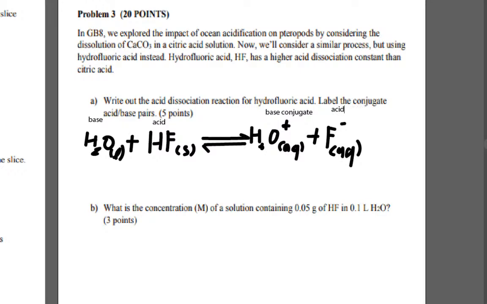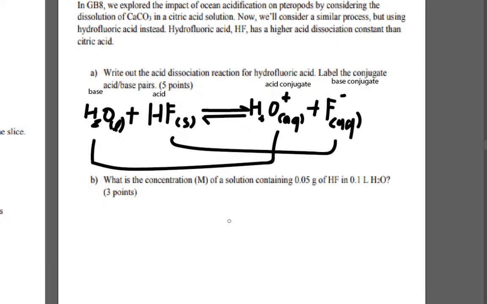Wait, what? No, that's the base conjugate. This is the acid conjugate. Yeah. And then for the pairing, that with that. There we go. And then this guy with this guy. There we go.